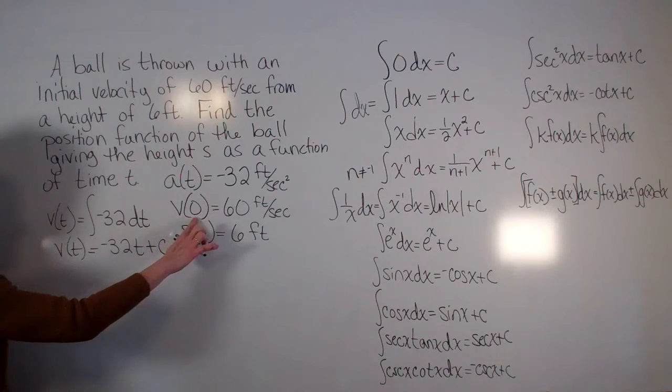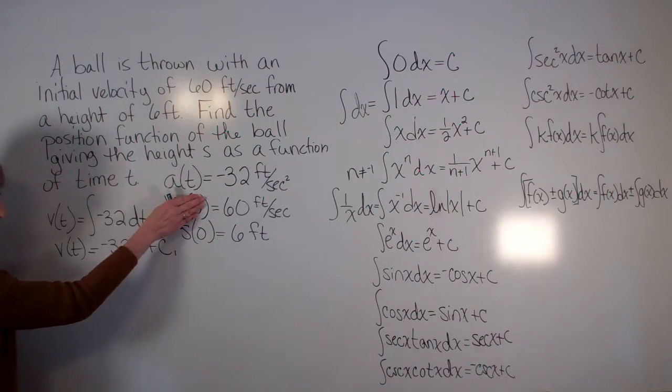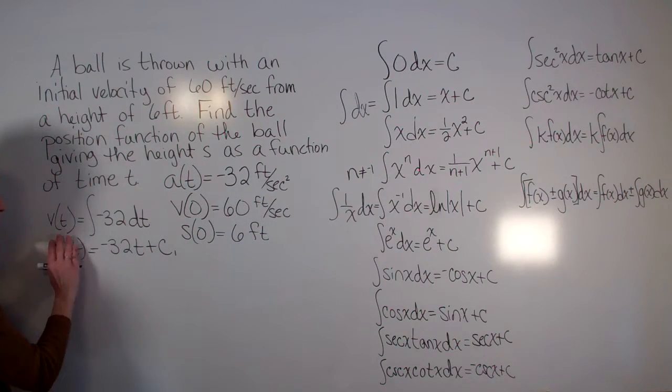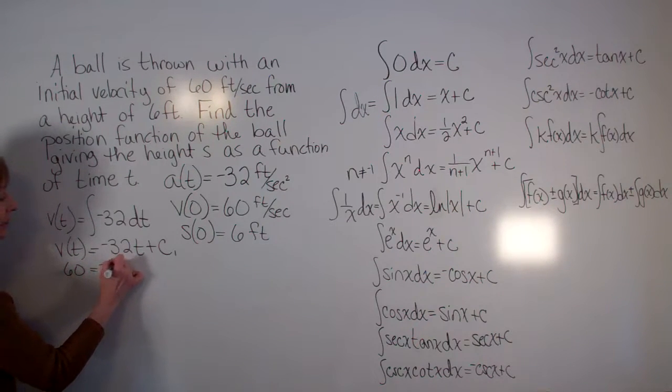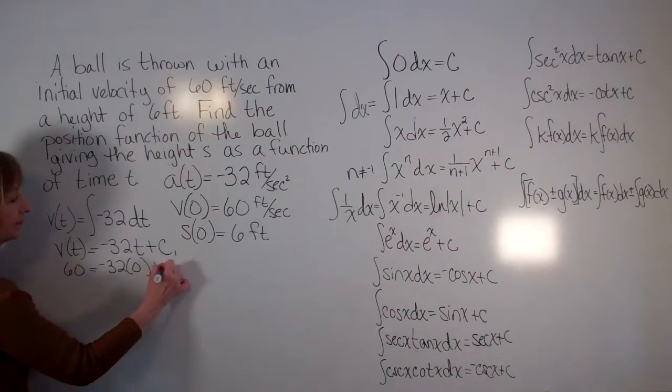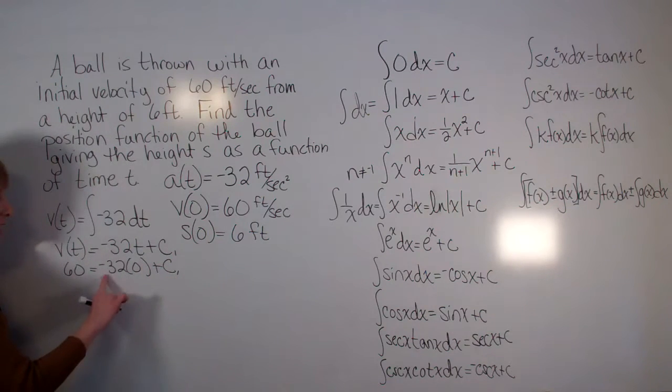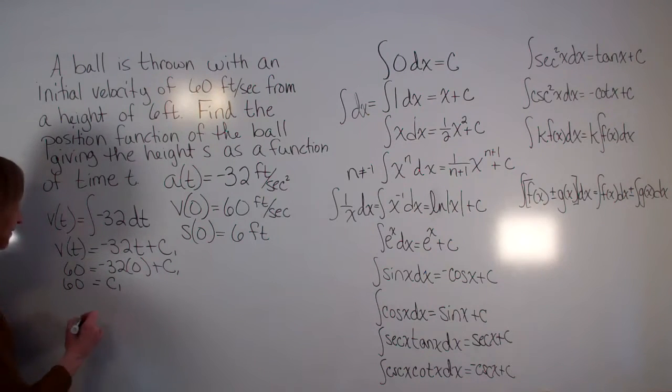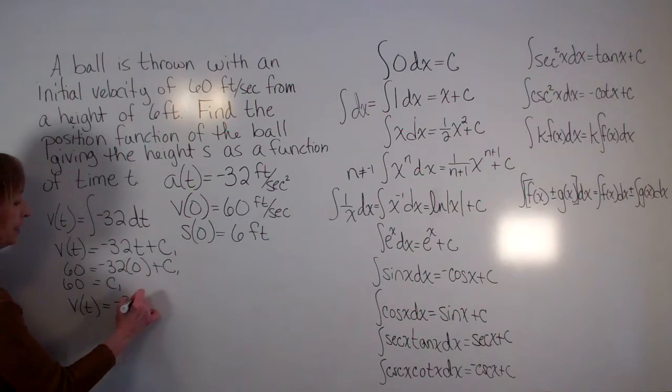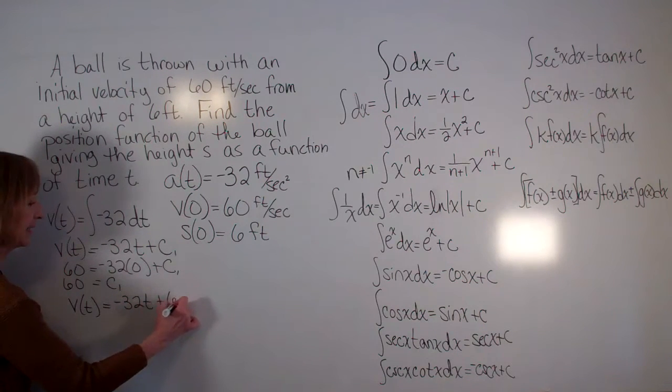In the velocity, if I put in 0 for t, I'll get an output value of 60. So my output value is 60 when my input t value is 0. Negative 32 times 0 is 0. 0 plus c1 is c1. So c1 is equal to 60. That gives me my instantaneous velocity function, v of t, is equal to negative 32t plus 60.